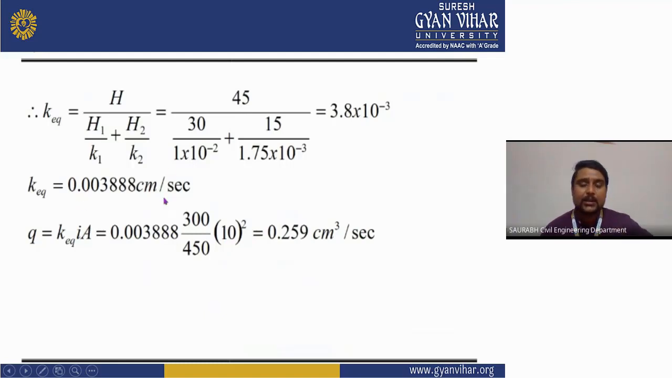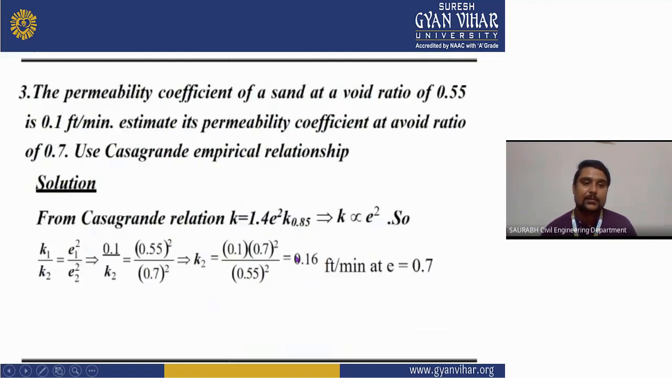0.003888 centimeter per second. And Q, as we all know, the formula of Q is equal to K equivalent into I into A, which will be equal to 0.003888, and it will become 0.259 centimeter cube per second.